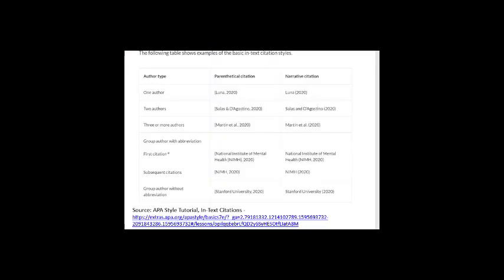The following table is from the APA Style website tutorial that I mentioned as a resource at the beginning of this lecture. I thought it was a nice table to show how to cite a number of different common author types in both parenthetical and narrative citation form.